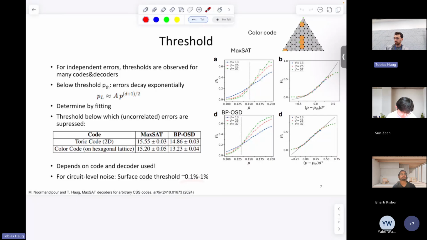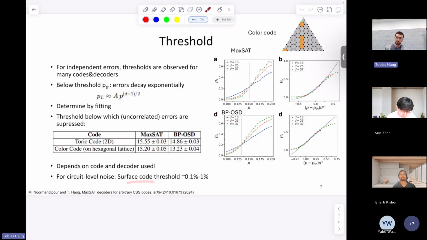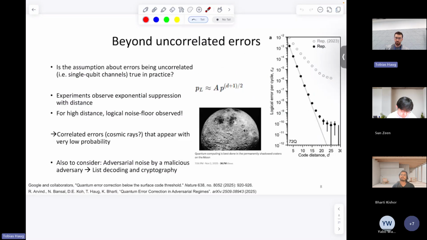And yeah, so basically if you have errors below that, then you observe an exponential decay of errors, as for example has been shown in the experiment. So it means the experiment has a noise model, a noise which is lower than the corresponding threshold.